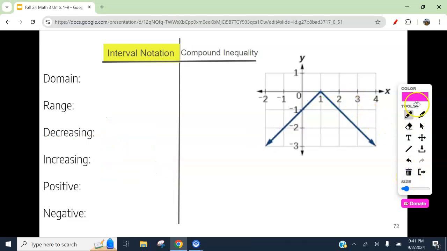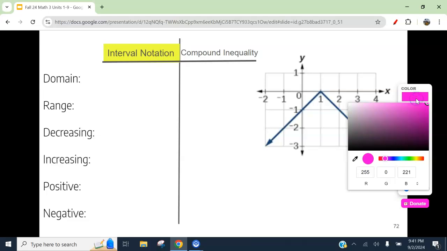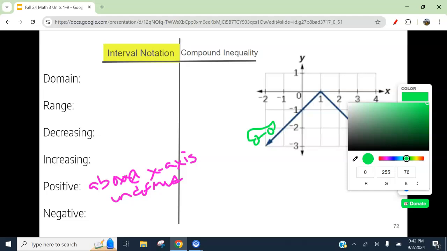Positive zone and negative zone. This is not a very good one for positive zone. Remember, anywhere that we are above the x-axis. In this graph, we never get above the x-axis. So this is undefined for positive zone. Now, negative zone is actually a really good example. Because again, when I start, I'm already in the negative zone. I'm below the x-axis. And I will stay in the negative zone.